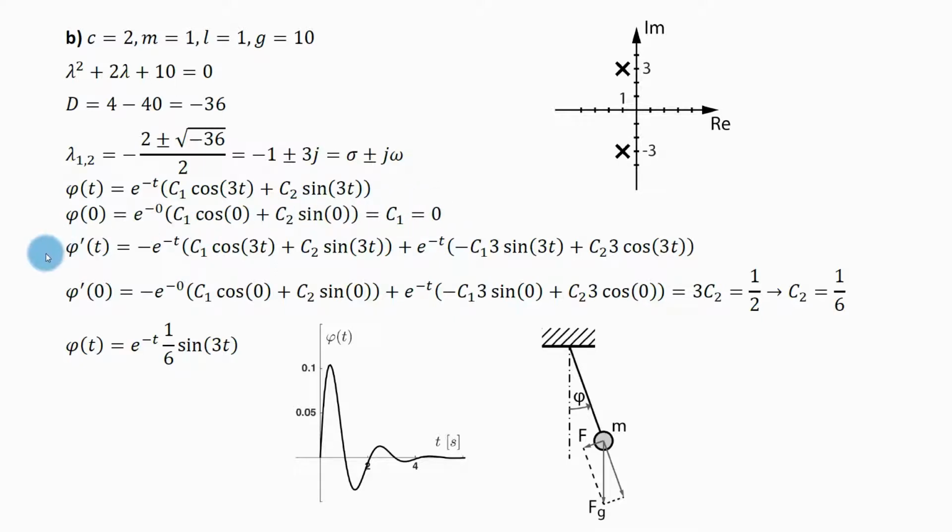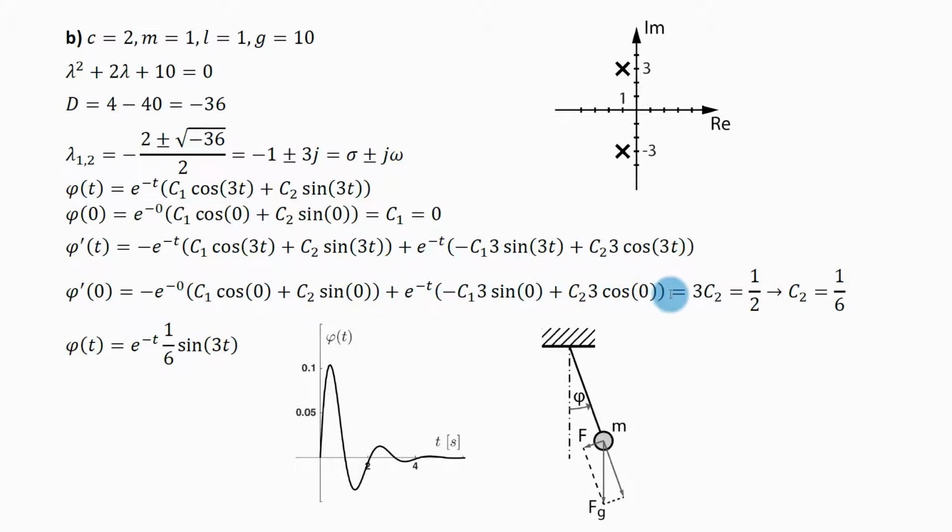Now the second initial condition. For that, I first need to compute the derivative of my angle. So that means that I need to compute the derivative of my general solution. And when I do, I will get this. Now that I have that derivative, I can substitute 0 for time. So I will substitute 0 here, here, here, here, here, and here. When I do that, I will get this expression.